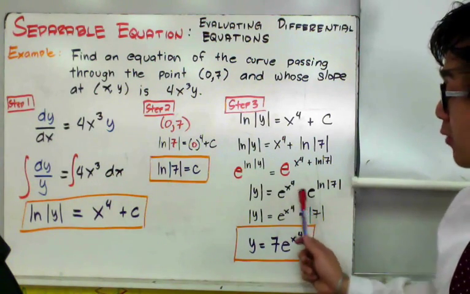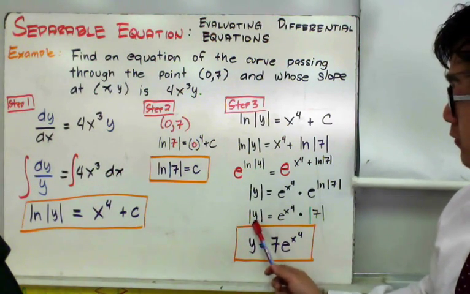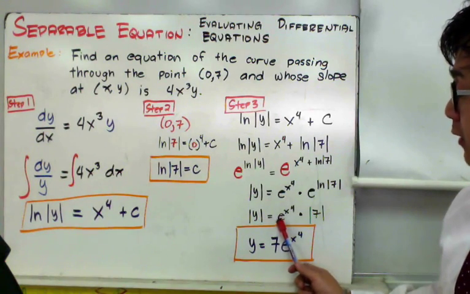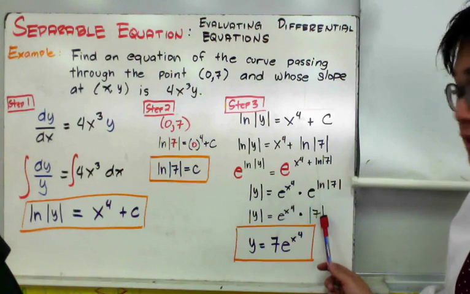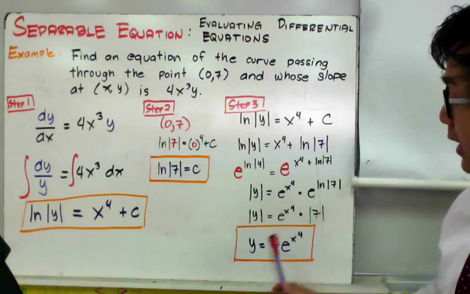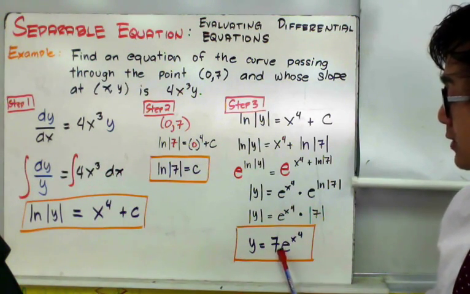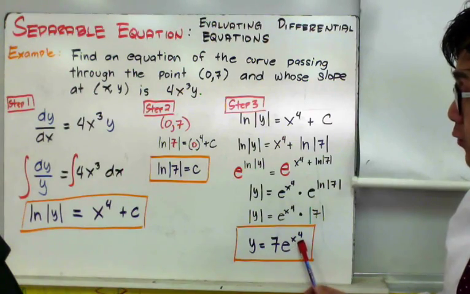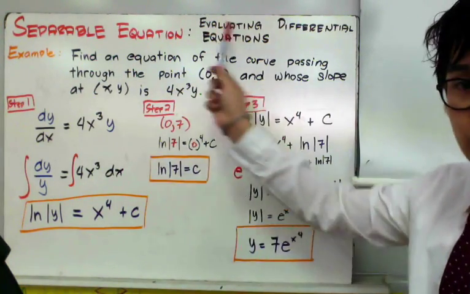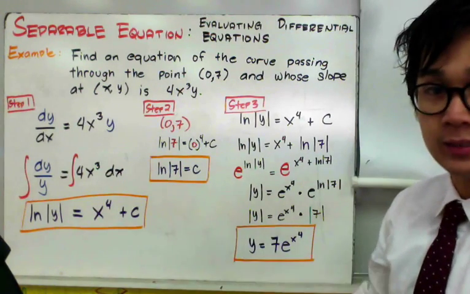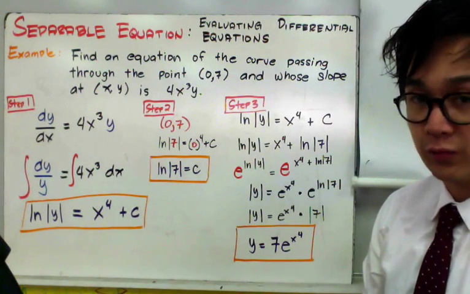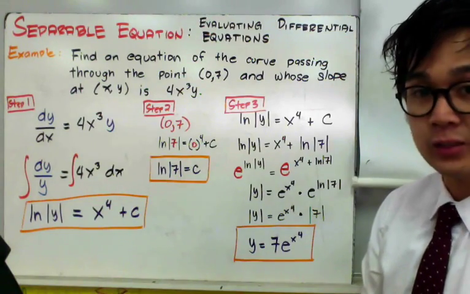By just copying the rest of the problem, we'll have the absolute value of y equal to e raised to x to the fourth times the absolute value of 7, which gives us the function y equal to 7 times e raised to x to the fourth, which is the function that we are looking for. And that is how we use this particular technique to evaluate a differential equation. Now let's have our second example.